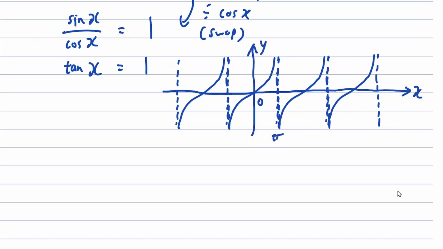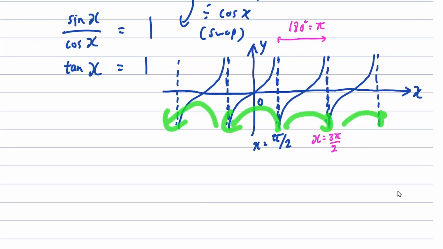Okay, this is 90 degrees. I say x equals pi by 2. This one, the distance is 180 degrees or pi radians. So this one will be 3 pi by 2, and so on. You just have to minus 180, minus 180, plus 180, plus 180. Can you remember? Okay, that's just the tangent graph.